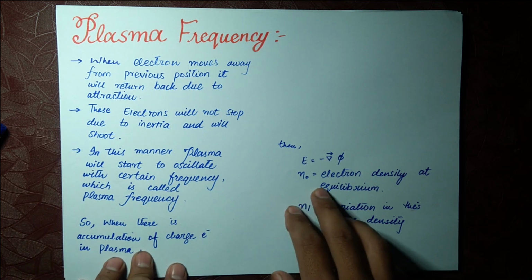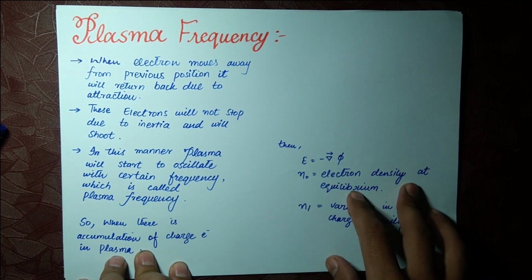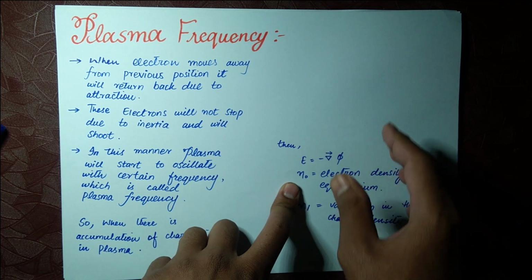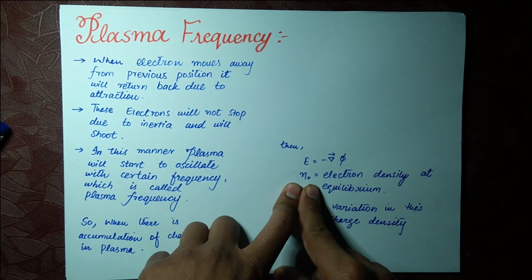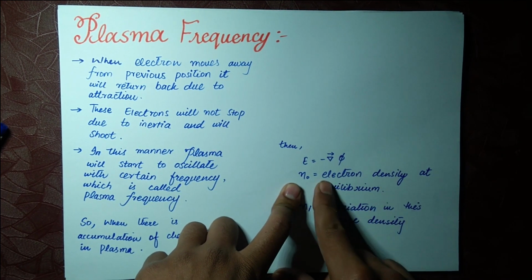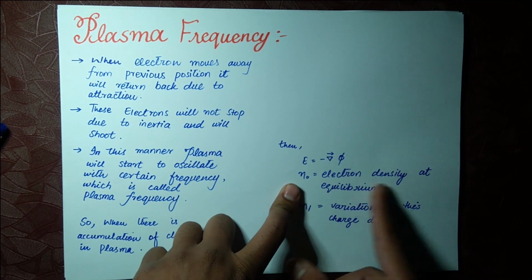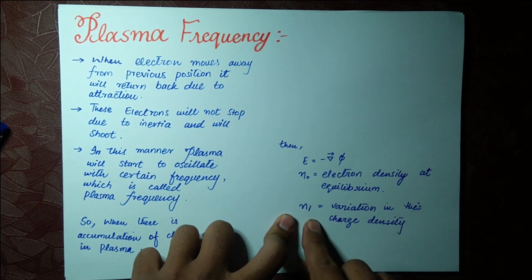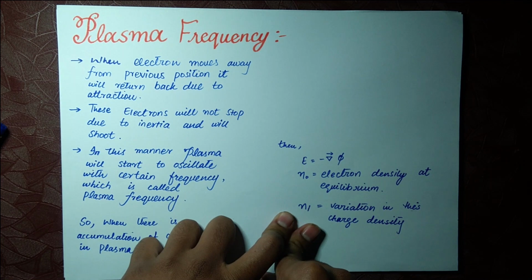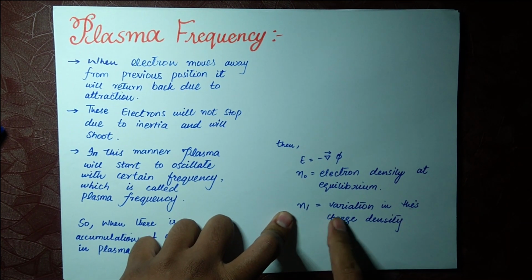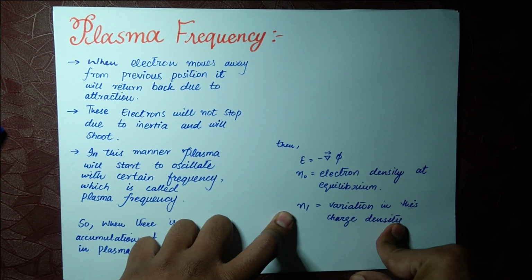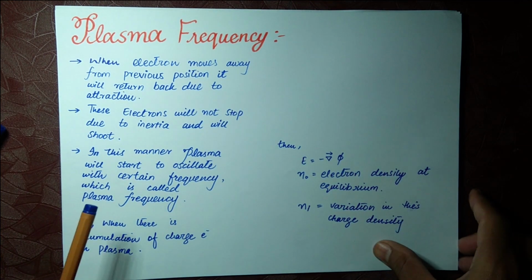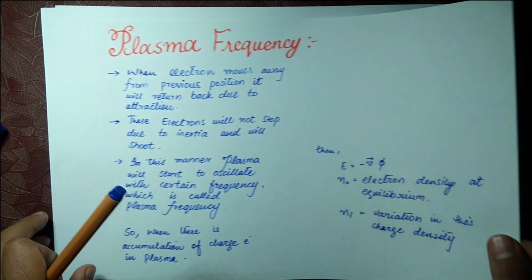So n naught here is the electron density at equilibrium. When the ions are at equilibrium, this is the density of that electron or that charge or that ion, and n1 is the variation in that charge density. So let's start with the calculation. Our theoretical work is over now, and now we are going toward our calculation.